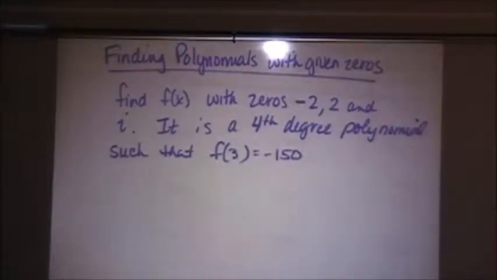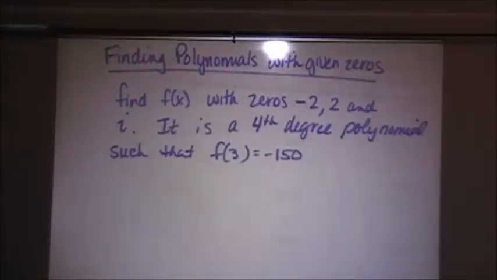Okay, continuing on in 3-4, we're going to find polynomials with given zeros. I'll be honest with you, these problems are quite long and maybe one of the most tedious things you do in this chapter. So here we go. We're going to find polynomial functions with given zeros.